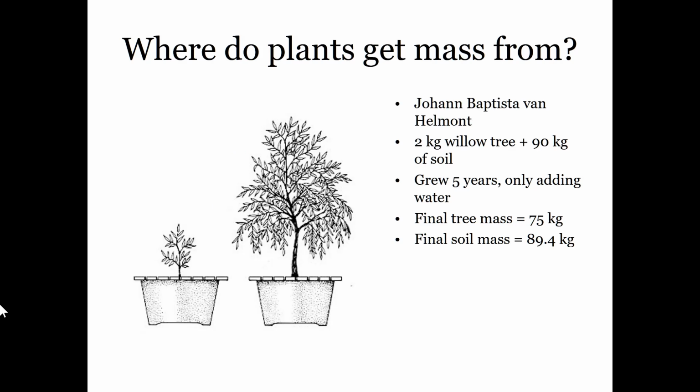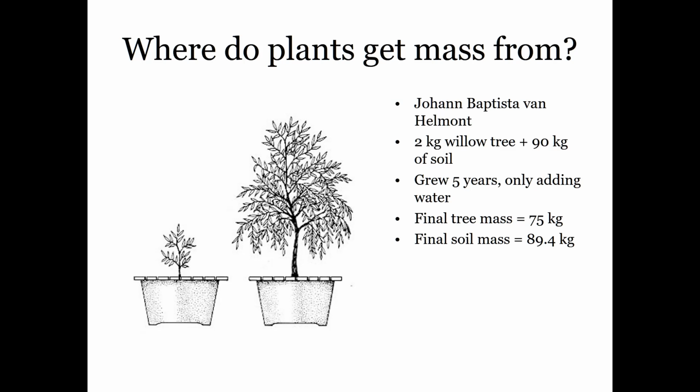Now, before we get into the nutrients that are used by plants and the adaptations for gathering and storing those nutrients, I want to draw your attention to an experiment that maybe you've not heard of before. Back in the 1600s, a scientist named Johann Baptista von Helmont did this really cool, very elegant experiment. He wanted to know where plants got their mass from. And what he did was he planted a very small willow tree weighing about 2 kilograms, and he added 90 kilograms of soil in this pot.